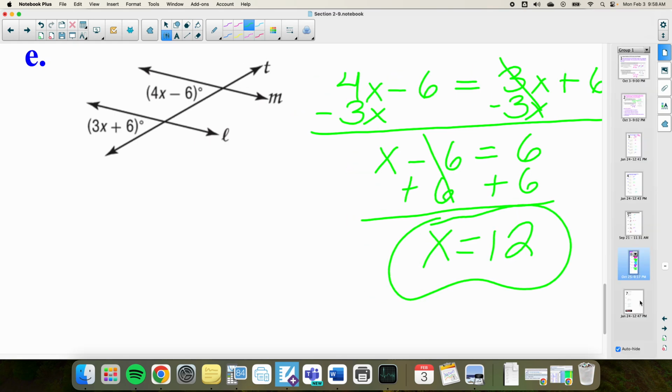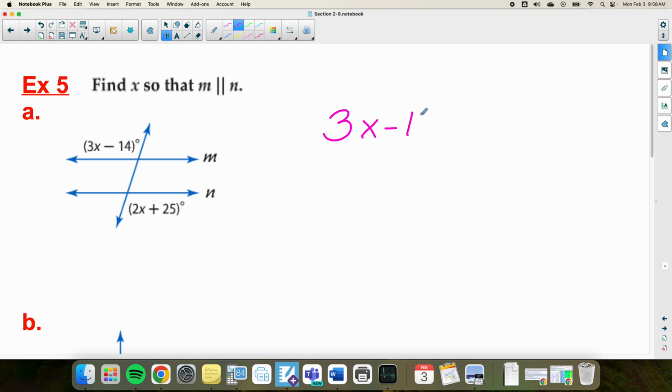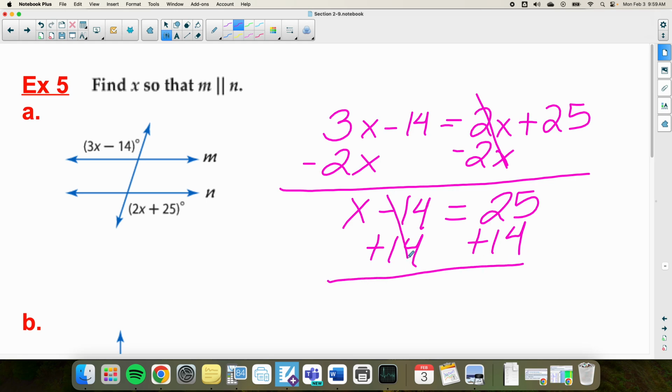Alright, last page. What do you guys think of this first one? Alternate exterior. For alternate exterior we would set them equal. So we're gonna go 3x minus 14 equals 2x plus 25. So I'm gonna subtract 2x, and then I would get x minus 14 equals 25. Add 14, and x is 39.